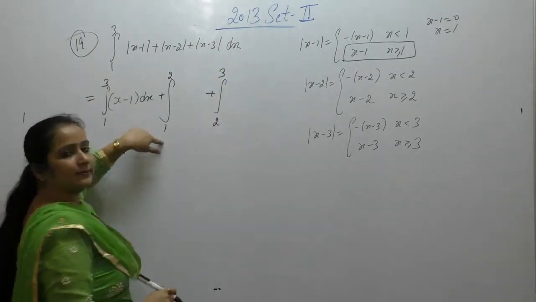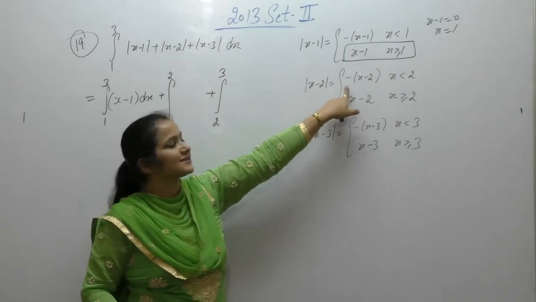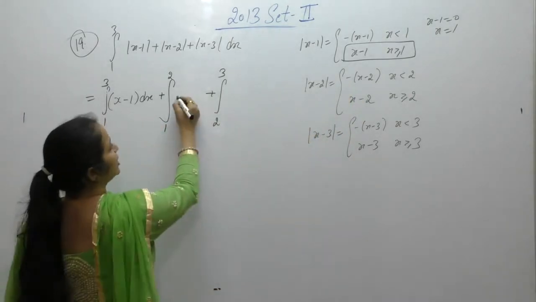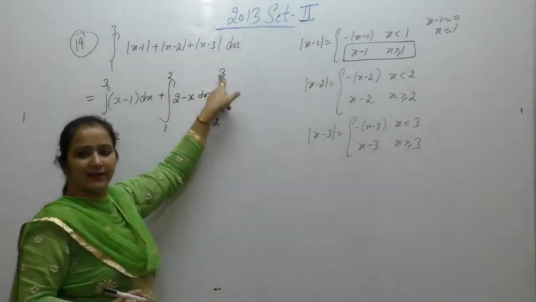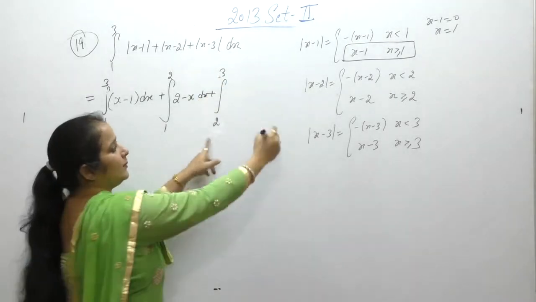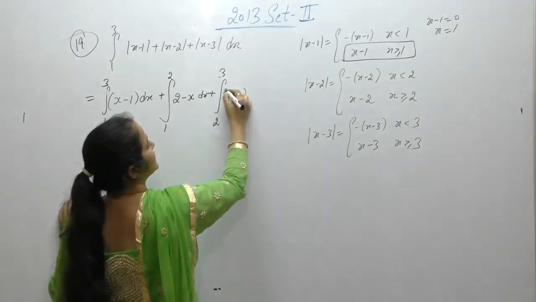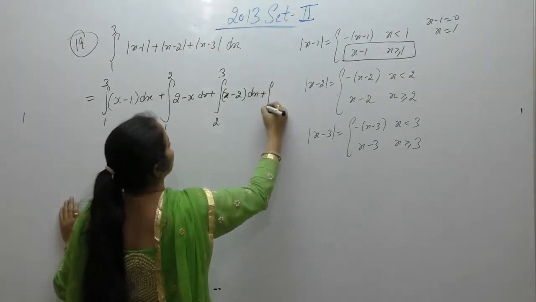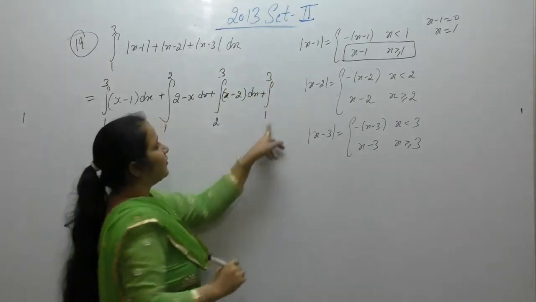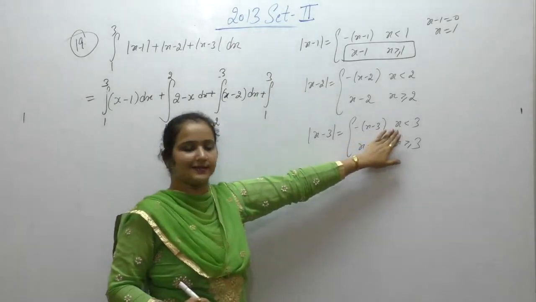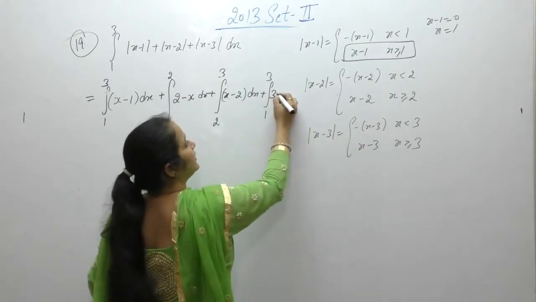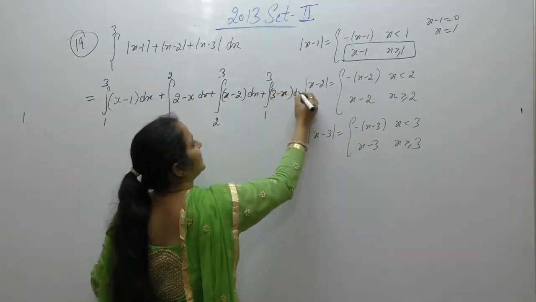The term is greater than 1 but less than 2. When x is less than 2, we have the value of modulus as 2 minus x. From 2 to 3, when x is greater than 2, the modulus has value x minus 2. Now the last is 1 to 3: greater than 1 but less than 3. When x is less than 3, the value of modulus is 3 minus x.